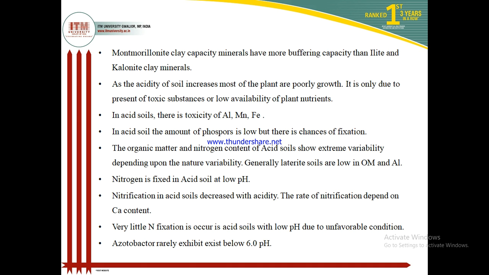Nitrogen is fixed in acid soil at a lower rate, at low pH. Nitrification in acid soil decreases with acidity. The rate of nitrification depends on Ca content. Very little N fixation occurs in acid soil with low pH due to unfavorable conditions, and Azotobacter rarely exists below pH 6.